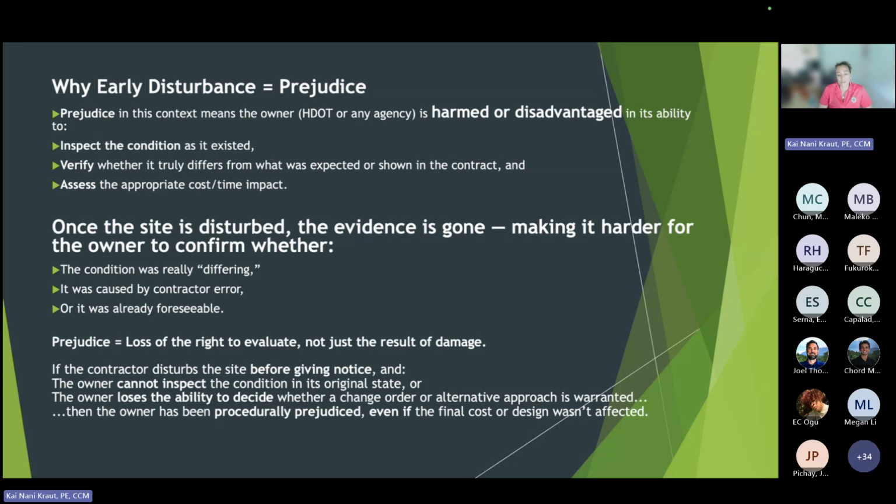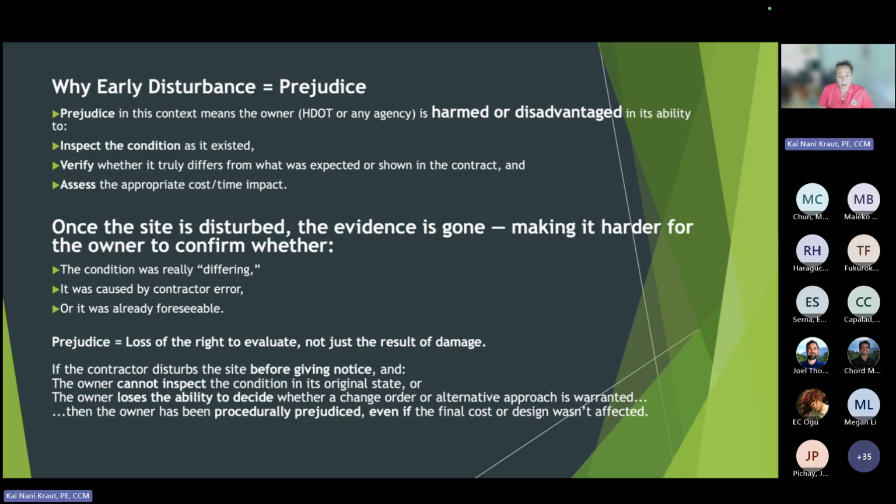So once the site is disturbed, the evidence is gone. It makes it harder for the owner to confirm whether the condition was really different. Was it different than the contract? Was it different to the point of being materially different? It could have been caused by contractor error. Was it already foreseeable? That's what we have to figure out.